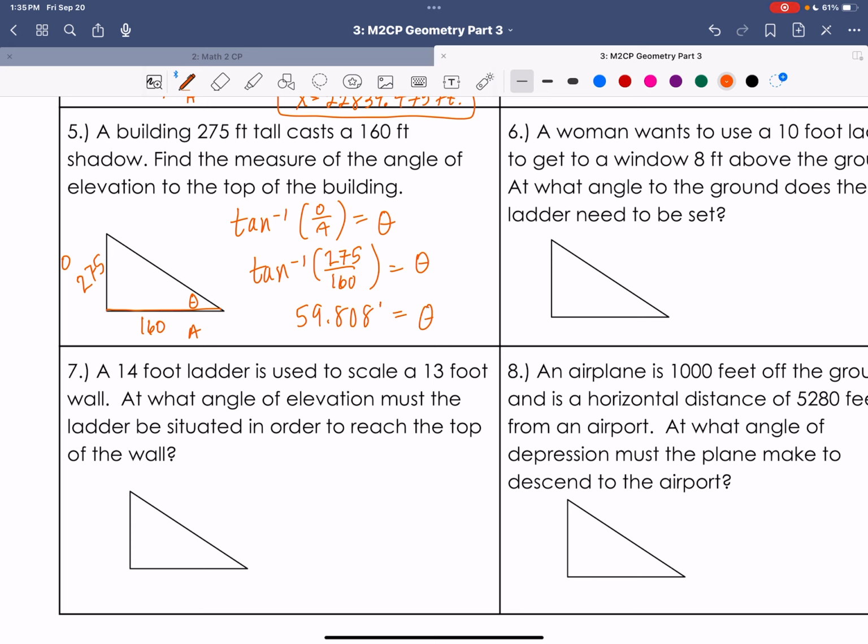So that's it. And then this one, just remember, ladders are typically going to be your hypotenuse. And if you have a 13-foot wall, you'll put that here, and you're looking for the angle. So you're going to go ahead and finish these. And I'll give you a hint, you're going to need to use the inverse.